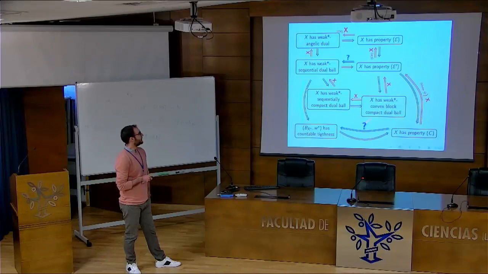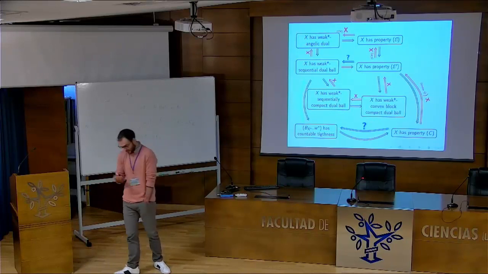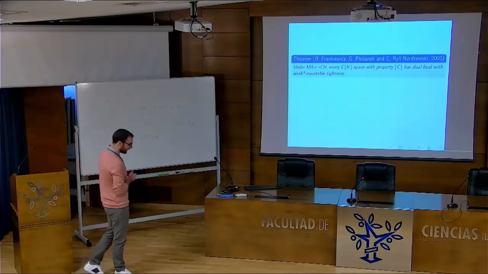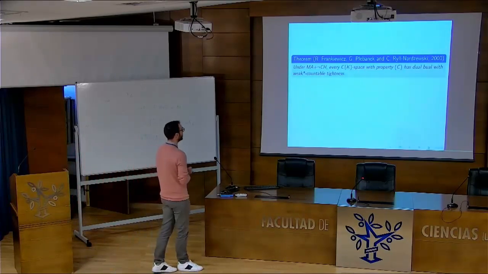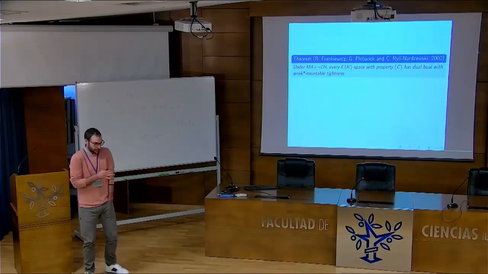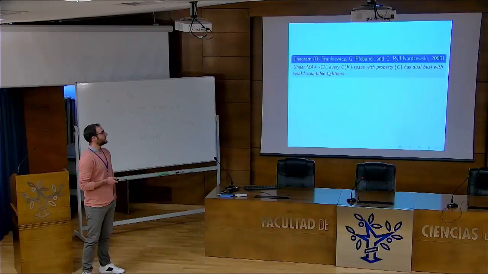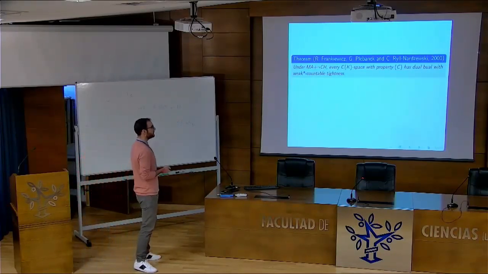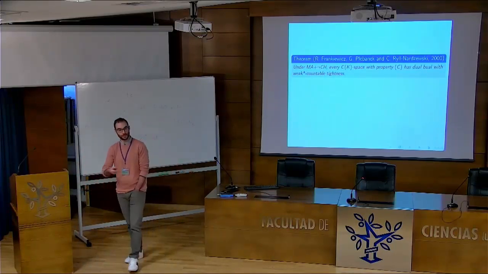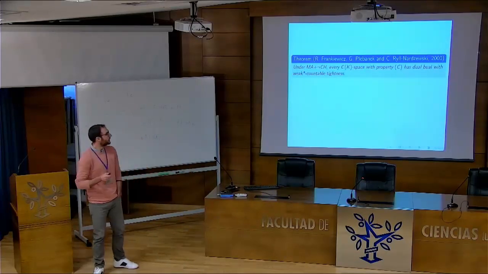So let's go again to this question here. As I said, whether this implication holds is a fair question. A related result to this question is a result of Frankiewicz, Banakh, and Wilner-Zewski, who proved that if we only deal with CK spaces, then under Martin's axiom and the negation of the continuum hypothesis, every CK space with property C has a dual ball with Weierstrass countable tightness. So the implication holds at least for CK spaces.